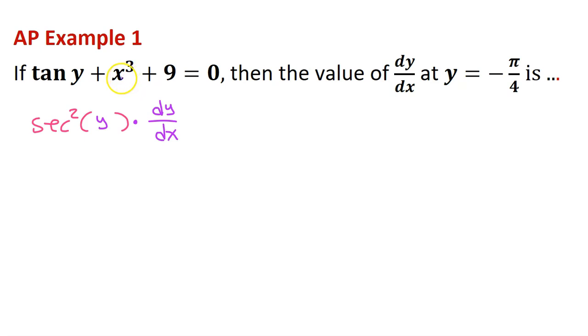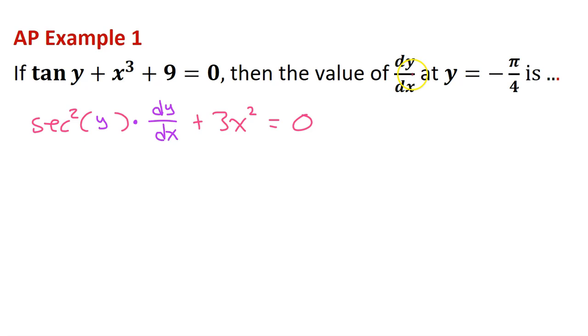For the next term, the derivative of the outer function is 3x squared. The inner function is the x itself. If we were to multiply by the derivative of that inner function, it would be dx dx, which cancels out, so we're not going to write that. Of course, the derivative of a constant is 0. So we have this equal to 0.